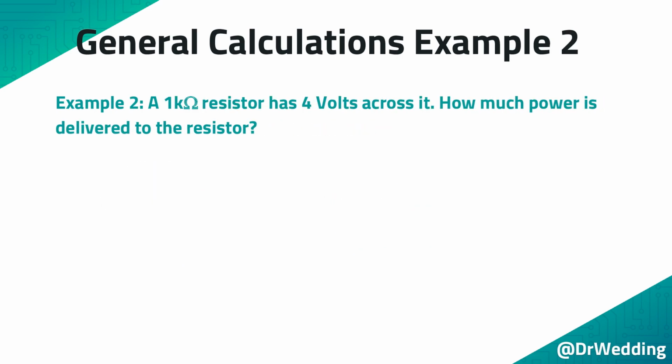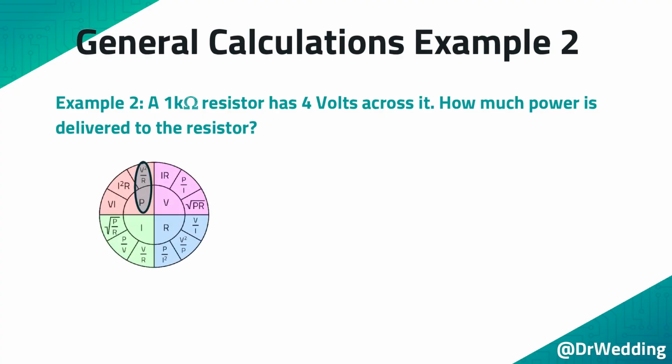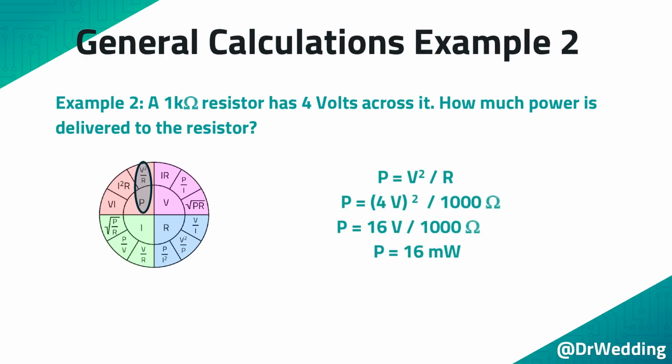Example 2. A 1 kilo ohm resistor has 4 volts across it. How much power is delivered to the resistor? Because you are looking for power, you will go to the top left part of the circle that is colored orange. You were given voltage and resistance, so you look at the 3 equations to see which one uses V and R. So the equation you will use is P equals V squared over R. By plugging in the numbers, you can quickly find the power delivered to the resistor is 16 milliwatts.